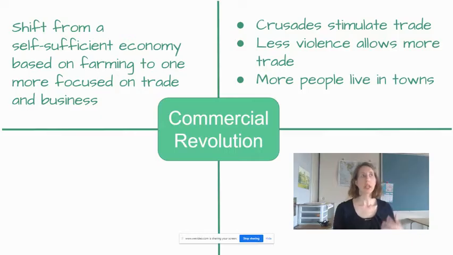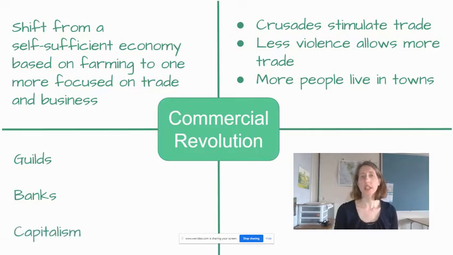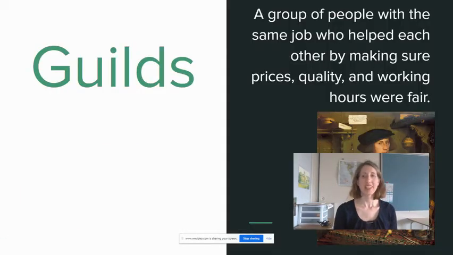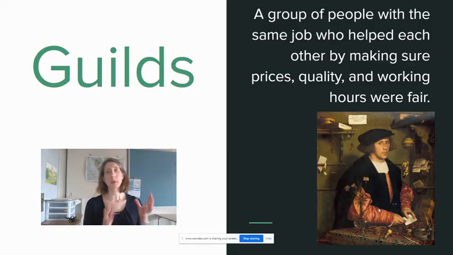Now, three key characteristics of the commercial revolution, big changes that actually occurred. I'm going to show you the vocabulary words, and then we're going to move forward, and I'll show you the definitions. So you're going to write down guilds, banks, and capitalism. And we're going to take a look at those three words separately. Okay, so as more people lived in the town, guilds developed. It's a group of people with the same job who helped each other by making sure prices, quality, and working hours were fair. You can just summarize this, okay?